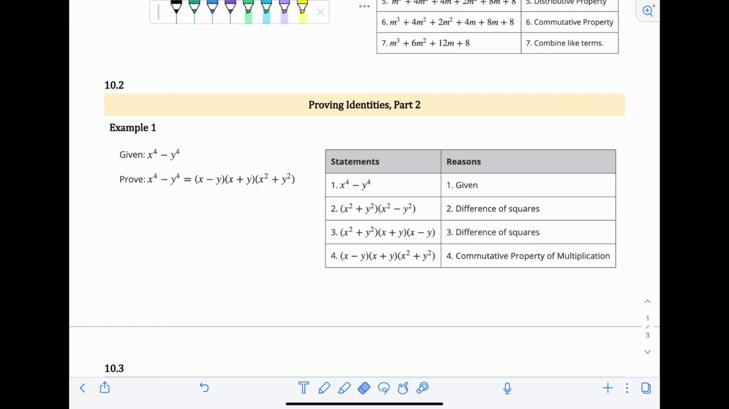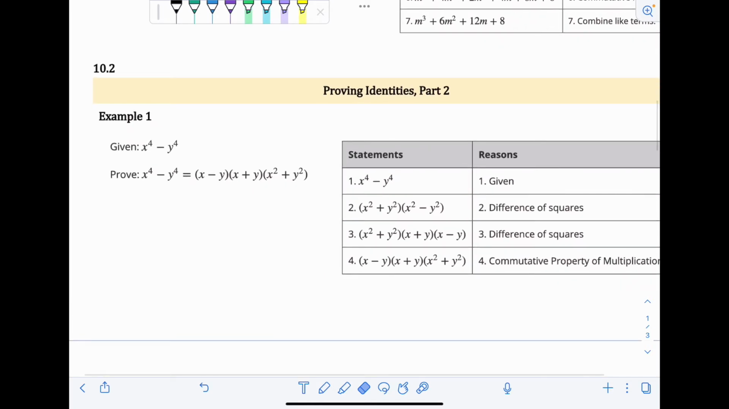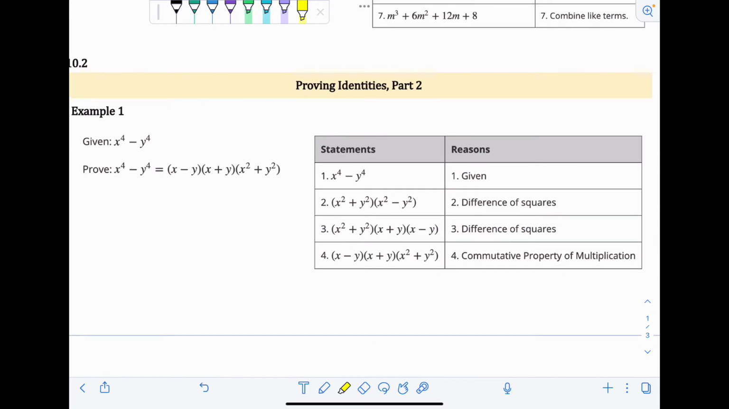So, okay, example 1, we're given x to the fourth minus y to the fourth, and we want to prove that it is equal to (x - y) times (x + y) times (x squared plus y squared). So it's using the difference of squares pattern again. This one, they shorthand a bit. They don't write all the different distributive property, commutative property steps. Oh, they do write that one, but they don't write as many of the distributive property steps in there. So it's a little bit more of a shortcut.